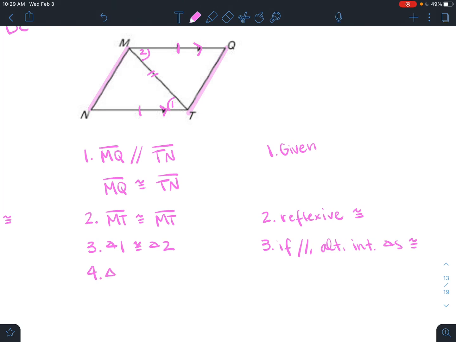So if I do triangle MNT, I'm going to have to do QTM. Let's see. MNT.